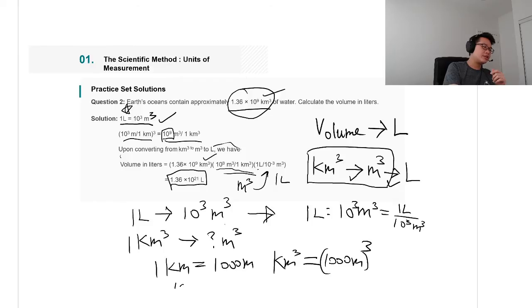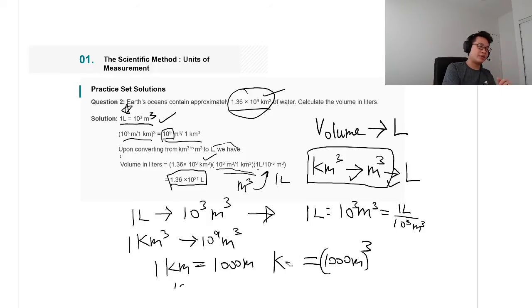So in other words, from our calculation over here, we should be able to find that it equals 10 to the power of 9. So that's where it comes from. This is just a conversion factor from meter cube to kilometer cube, or the other way around.